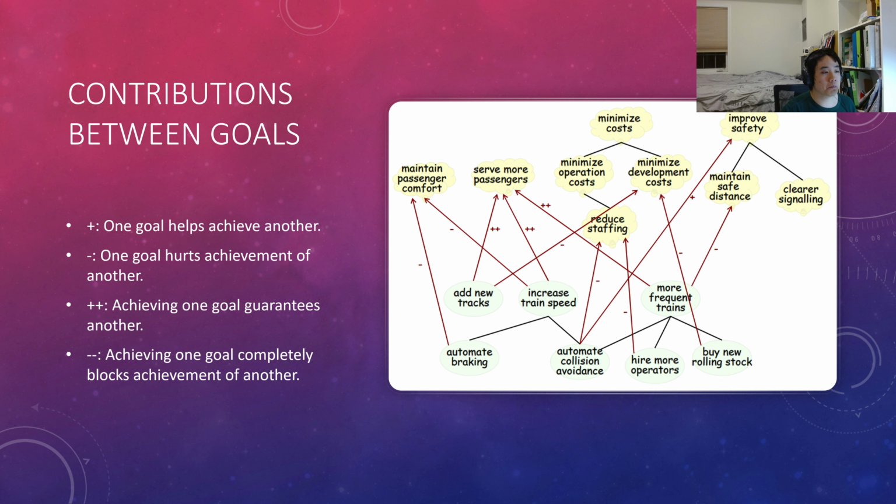Two pluses means that once one of the goals is achieved, the other one will also be achieved. So one goal guarantees the achievement of another.